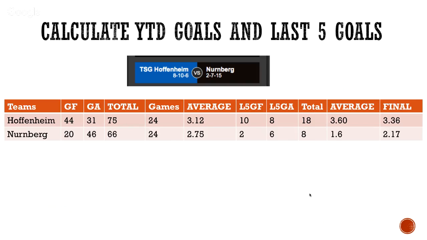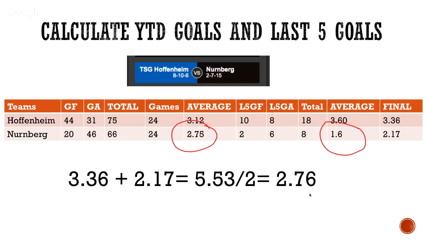Now, what do we do next? All right, 3.36 plus 2.17 is going to equal 5.53. And we have to divide by 2, and that gives us 2.76. So all we did was add up the teams' final totals numbers and divide by 2, which gives us our official totals number.